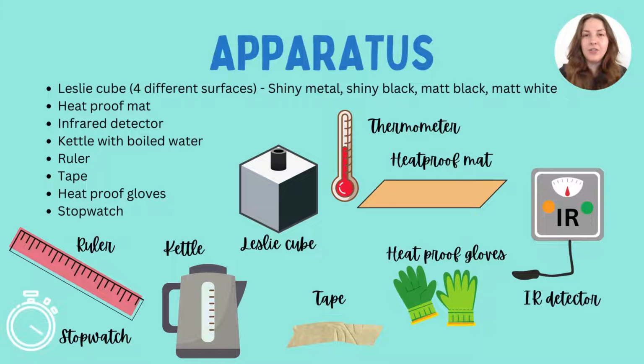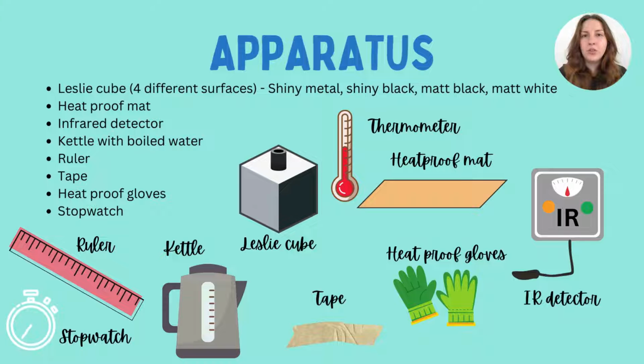So there are a few variations to this practical, and you can change some of the apparatus, which I'm going to show you, depending on what you have available. But some of the key ones include the Leslie cube itself. So this is just a 3D cube that has 4 different surfaces on. So a shiny metal, a shiny black, a matte black, and a matte white surface. You could, however, swap this out for boiling tubes and just change the surfaces around the boiling tube itself. So have some foil, for example, some black card, some white card, have shiny surfaces. That kind of thing could be a good alternative if you don't have a Leslie cube.